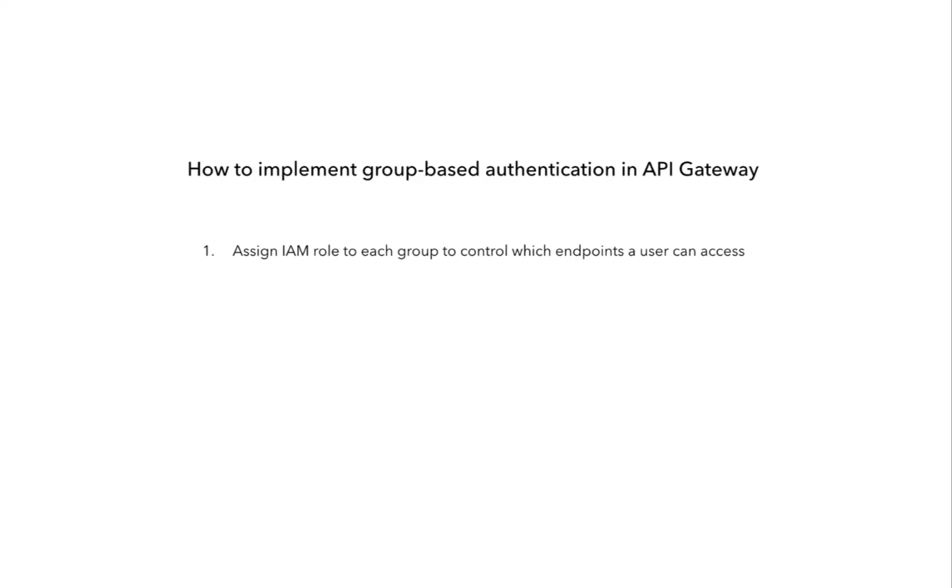First, you need to assign an IAM role to each group to control which endpoints a user can access. Then, make sure you set the precedence on these groups so you can pick the most appropriate one if a user belongs to multiple groups. And then you have to write a Lambda authorizer, and that's right. To implement group-based authentication with Cognito, you can't actually use Cognito as the authorizer. You have to write custom authentication logic, and you need the Lambda authorizer for that.